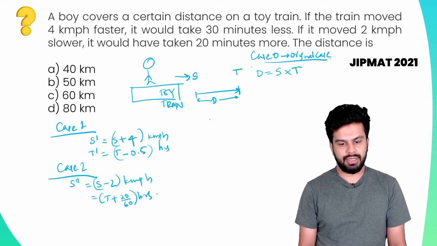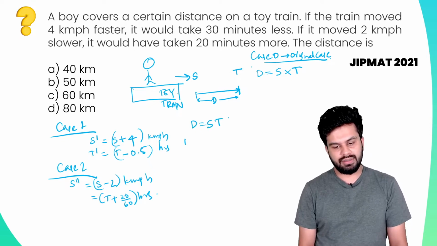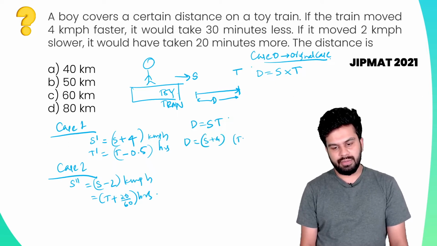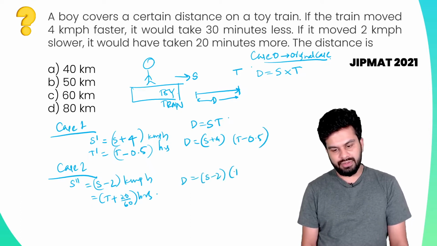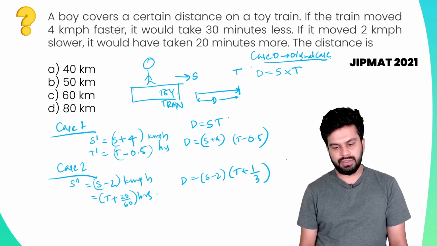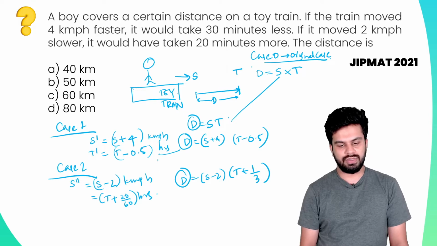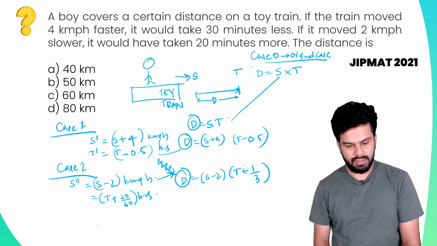Okay, let's see how we solve this. I am just trying to solve this. So your distance is equal to speed into time, right? So in this case the distance is again going to be the same, speed into time, so that is equal to s plus 4 multiplied with t minus 0.5, and here the distance is equal to s minus 2 multiplied with t plus 1 by 3. 20 by 60 is 1 by 3, right? And what is common here? D, the distance traveled, is the same in all the 3 cases. So using d is equal to st, we can substitute.